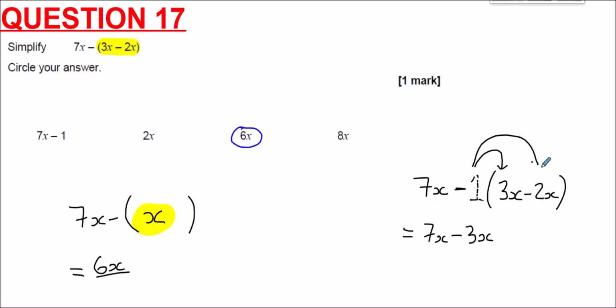The final term in the bracket, we do 1 multiplied by 2x, but because this one's a minus, and the 2x is minus, if we multiply a minus by a minus number, it works out to be a positive value. Minus multiplied by minus is always positive. 1 times 2x will be 2x. So then simplifying this one down, 7x take away 3x's would be 4x's, plus 2x's. Again, you should still get the answer to this one as 6x.